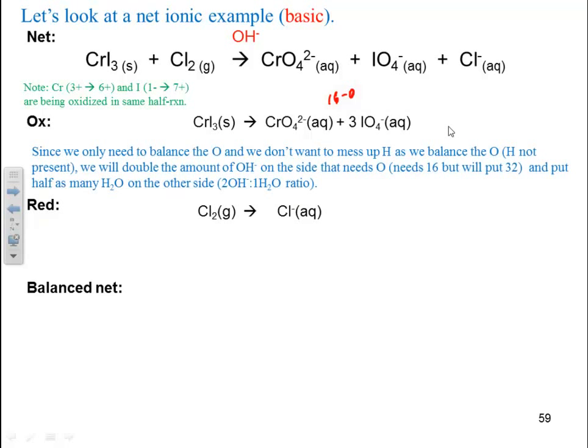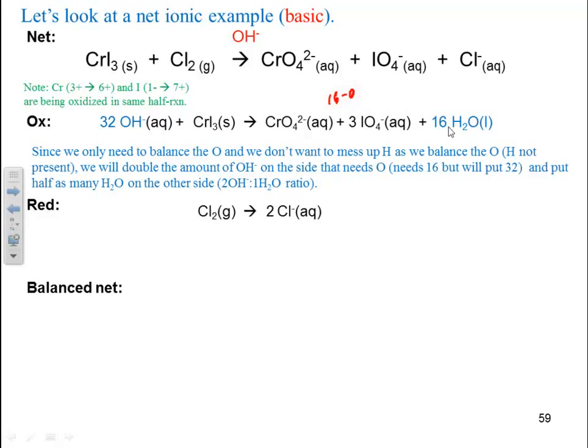Since I know I'm going to do this, I know that I need to balance oxygen, and I don't want to mess up the hydrogen. So I will double the amount of OH I need on the side that needs oxygen. I need 16, so I'm going to put 32. And put half as many waters. This will keep the 2-to-1 ratio and keep everything balanced. So I had 32 OH minuses and 16 waters to the other side. Now all my atoms are balanced. Now for the reduction, I need to just put a 2 in front of the chlorine.